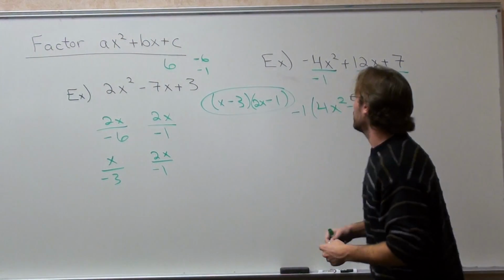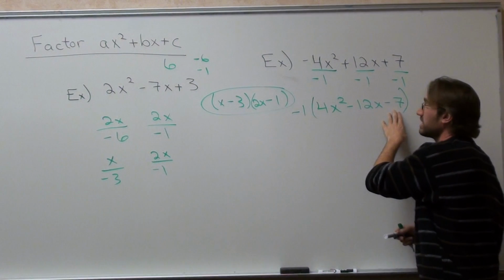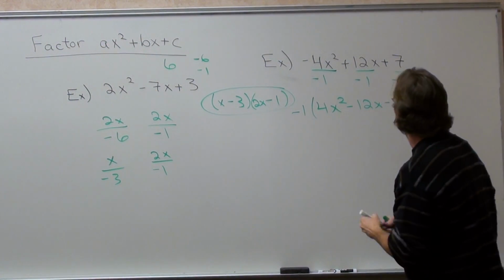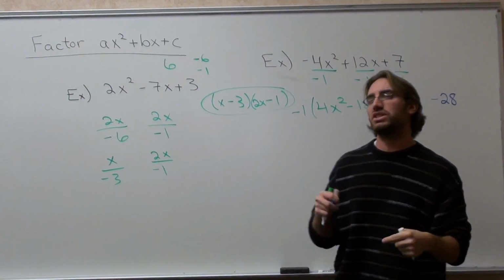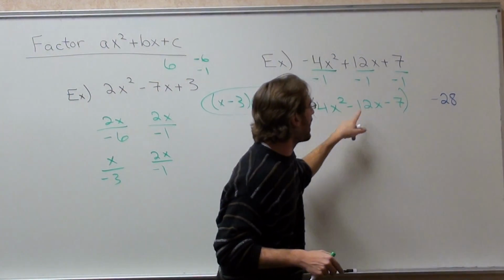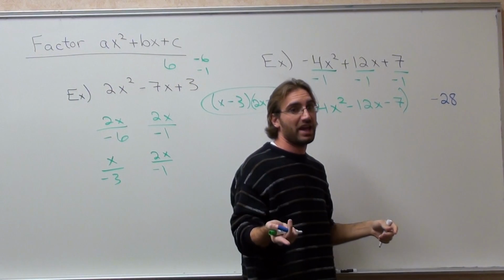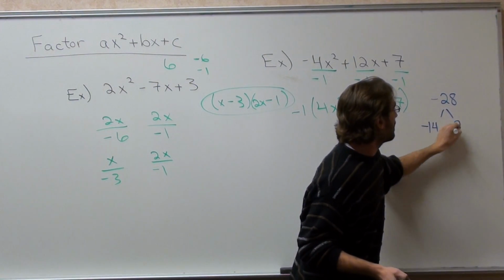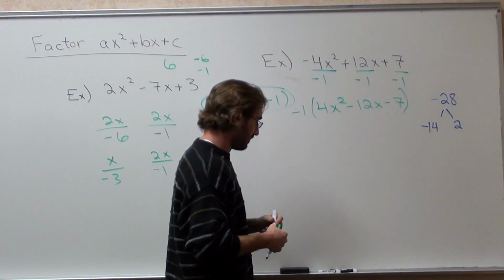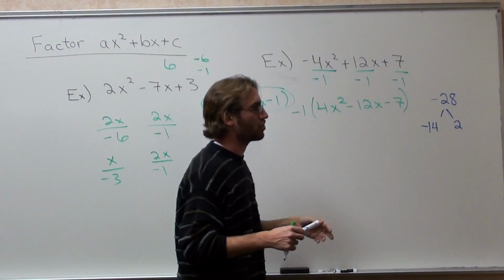Now you want to figure this out. You take the first number times the last number, and that's negative 28. So I have to think of two numbers that multiply to be negative 28, but add to be negative 12. And the answer to that is negative 14 and 2.